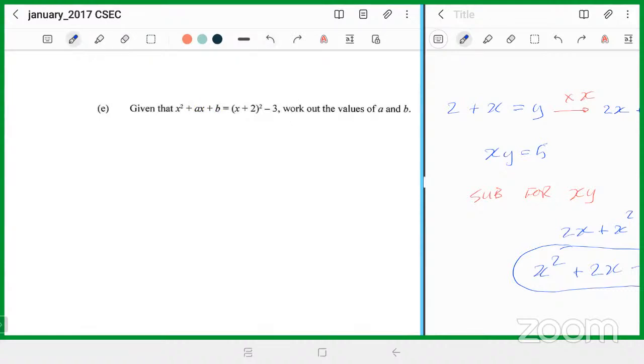So how do you think you would approach a question like this? Anybody want to tell me how to approach it? Very simple. Somebody unmute the mic and tell me how you would approach a question like this to find the A and the B. Given that this thing equals that, how would you find the A and the B? Anybody want to tell me? Nobody wants to tell me.